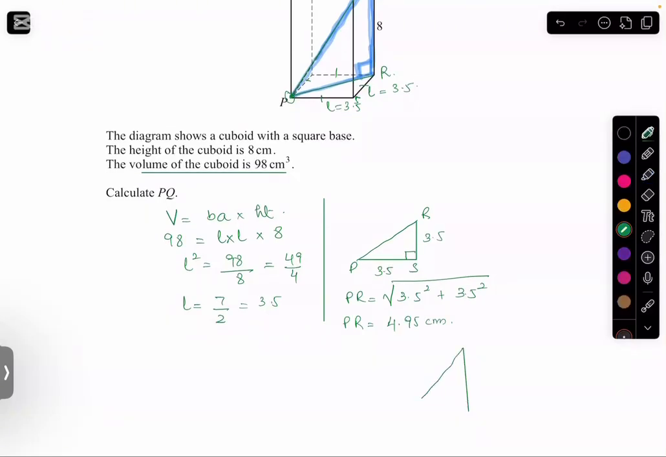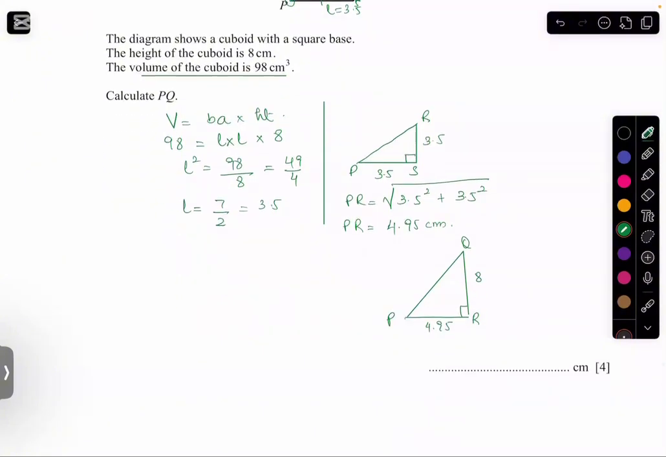Again, I'll redraw the triangle. It's P, it's R, and it's Q. It's 90 degrees here. PR we found as 4.95. QR was given as 8. Now again applying the Pythagoras theorem, can I get PQ? It's the hypotenuse, which should be equal to the square root of 4.95 squared plus 8 squared, so PQ is equal to 9.407 centimeters.